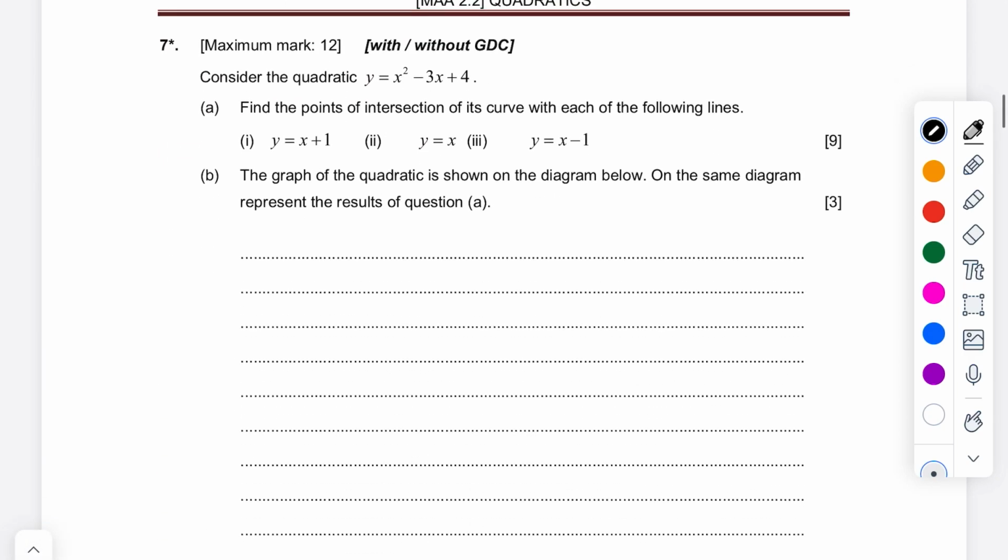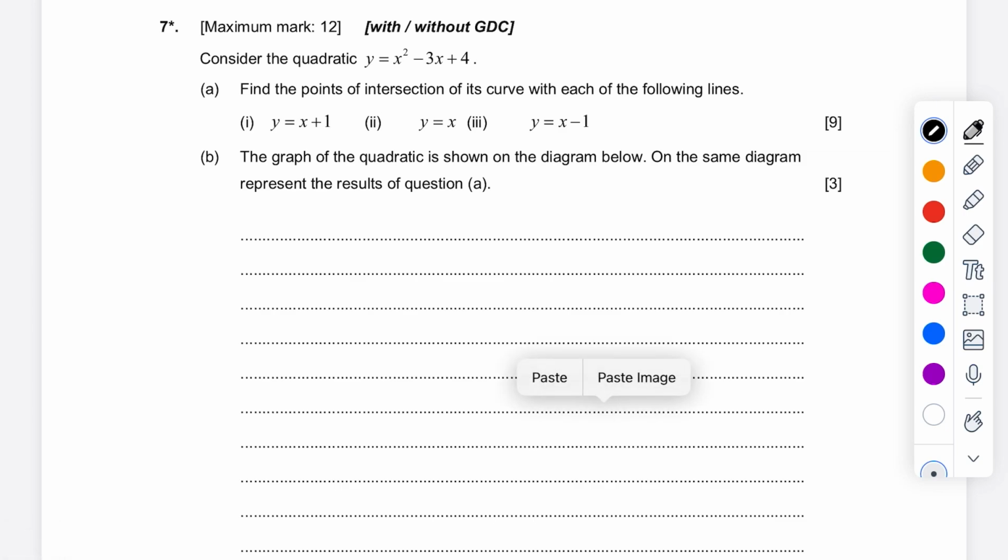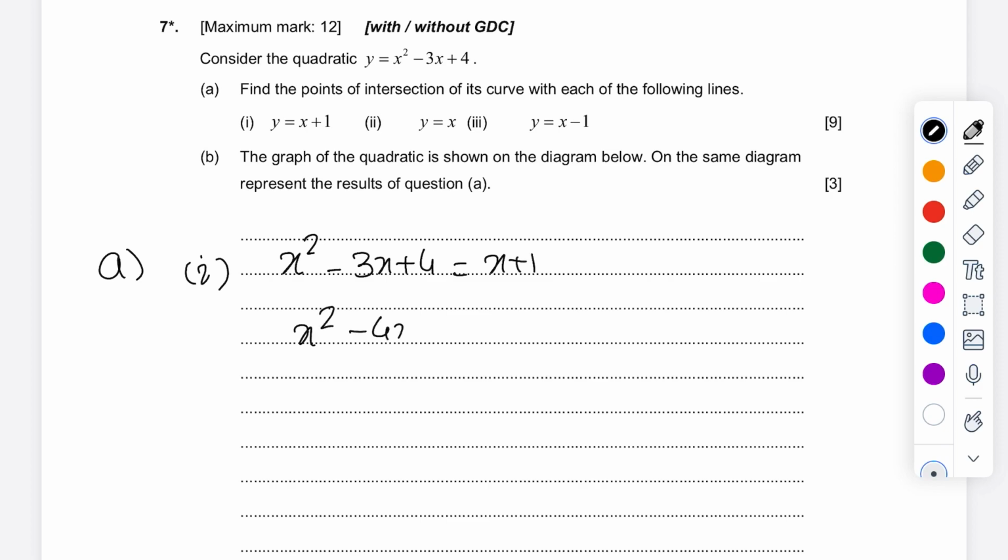Now coming to question number 7. So what is it telling? Consider the quadratic equation y equals x squared minus 3x plus 4. Find the points of intersection of its curve with the following lines. Again, with and without GDC. So the first part, A: x squared minus 3x plus 4 should equal x plus 1. So what does that become? x squared minus 4x plus 3 equals 0. So it becomes x minus 3 times x minus 1 equals 0. So I get x equals 3 or x equals 1.